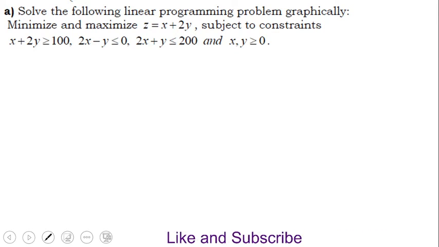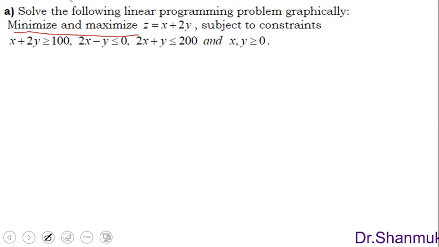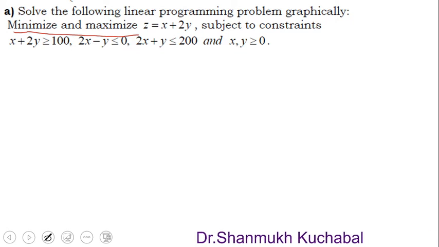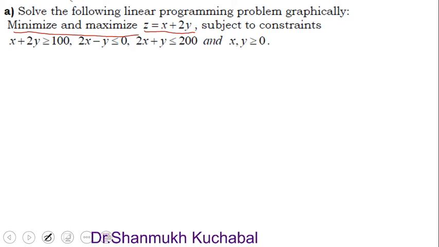Last class we discussed one example. Let us begin this one. In this example, we have to find the minimum and maximum value using the equation z equal to x plus 2y, subject to constraints.